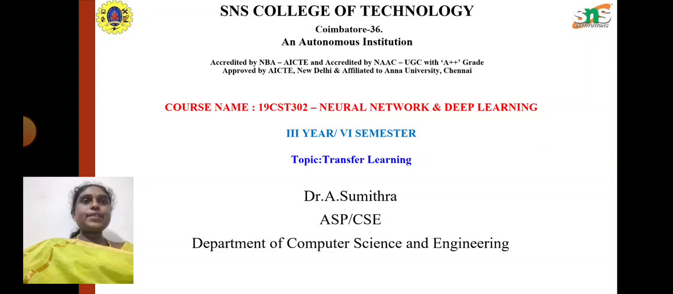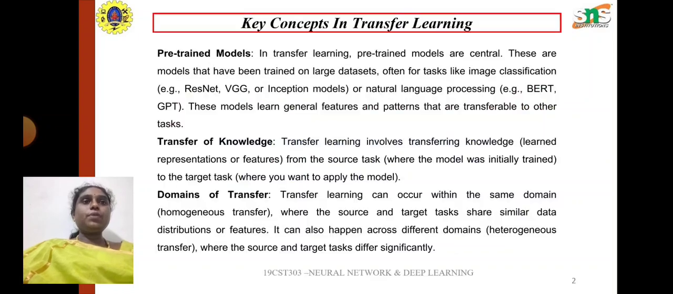Today we are going to discuss transfer learning in deep learning, a neural network. Transfer learning in deep learning involves leveraging a model or knowledge gained from one task, or a source task, to improve the learning on a different but related task, or target task. This approach can significantly enhance the efficiency and effectiveness of training a deep learning model, especially when labeled data for the target task is limited.